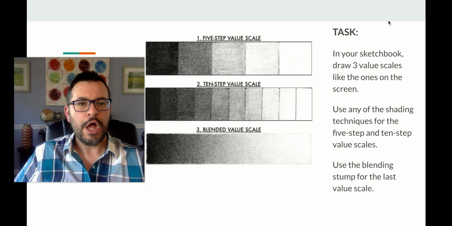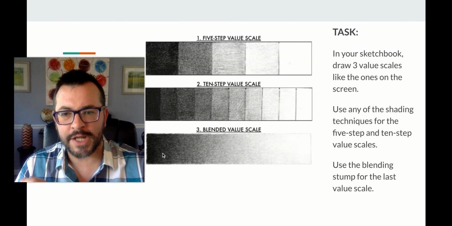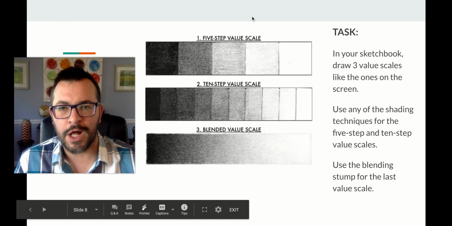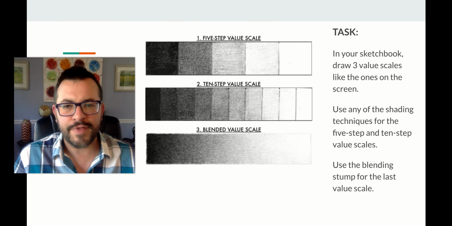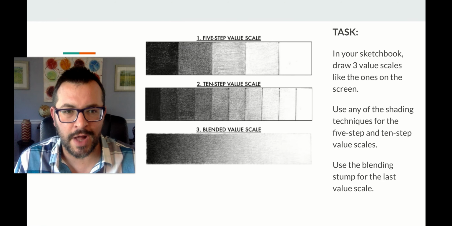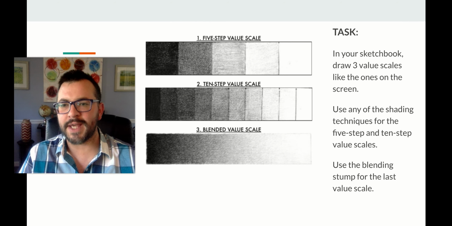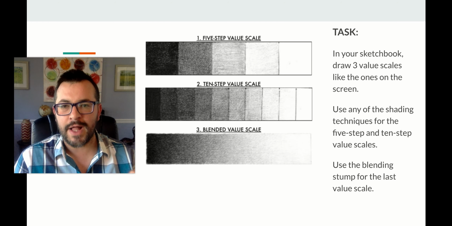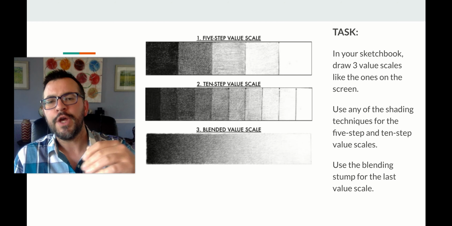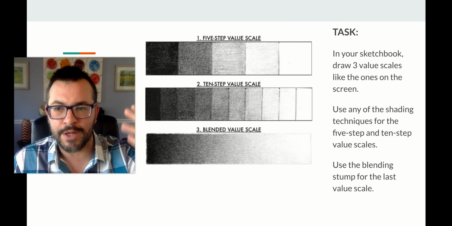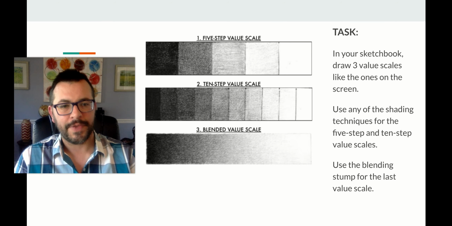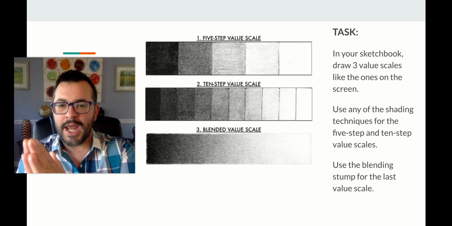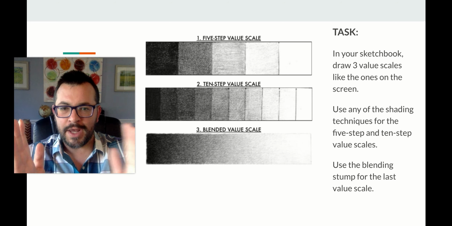I love his stuff. All right, so here's what I would like you to do in your sketchbook for this task. You're going to create 3 value scales just like the ones on the screen, so you can even pause this and leave this up and then copy these into your sketchbook on the value page. Use any of the shading techniques for the top 2, a 5-step value scale and a 10-step value scale. So you can do this just with shading with a pencil. You can do it with hatching or cross-hatching or stippling or scumbling, any of those that you like. The third one, use the blending stump to create a shaded gradation, right, a smooth fade from dark to light.